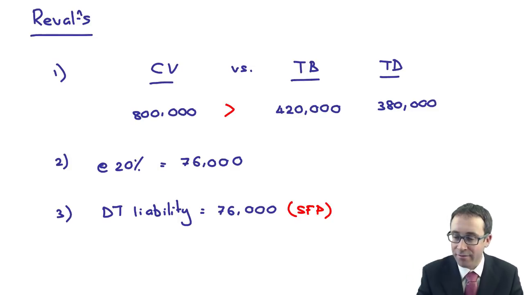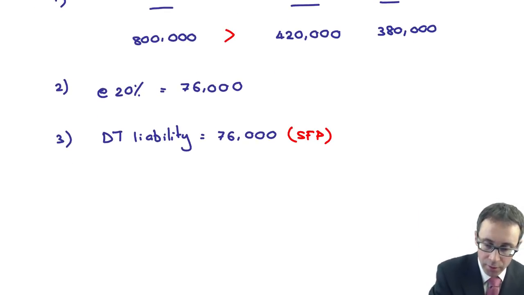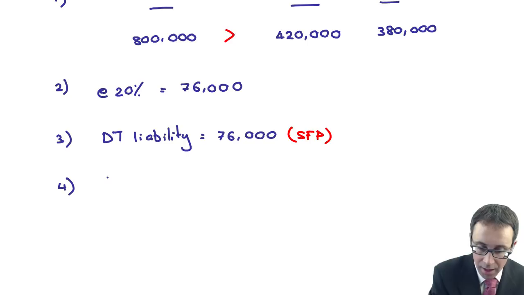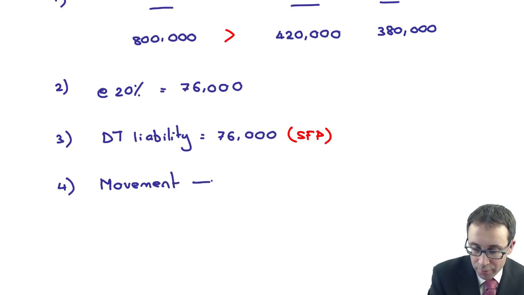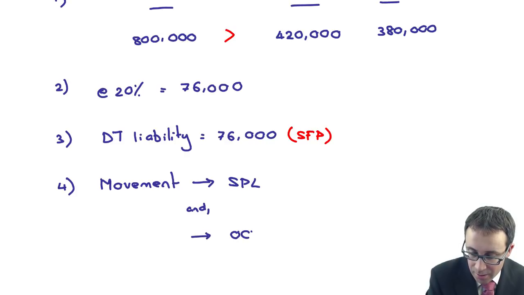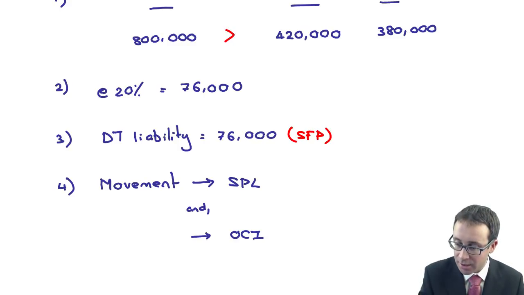The issue that you have, however, is the movement, isn't it? Because when we go through and look at the movement, that's where we need to be a bit careful. Previously the movement just used to go to the statement of profit or loss. However, now some of that movement is due to the gain. So that also needs to go to your other comprehensive income, doesn't it? Okay, and that's where the challenge lies.